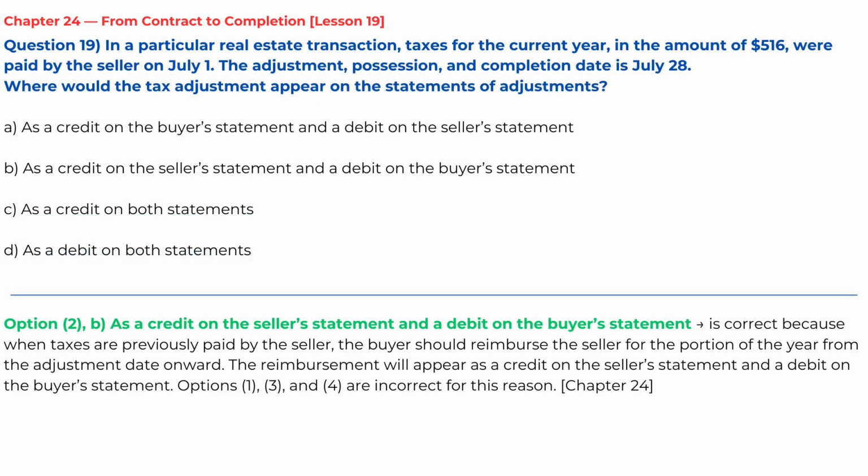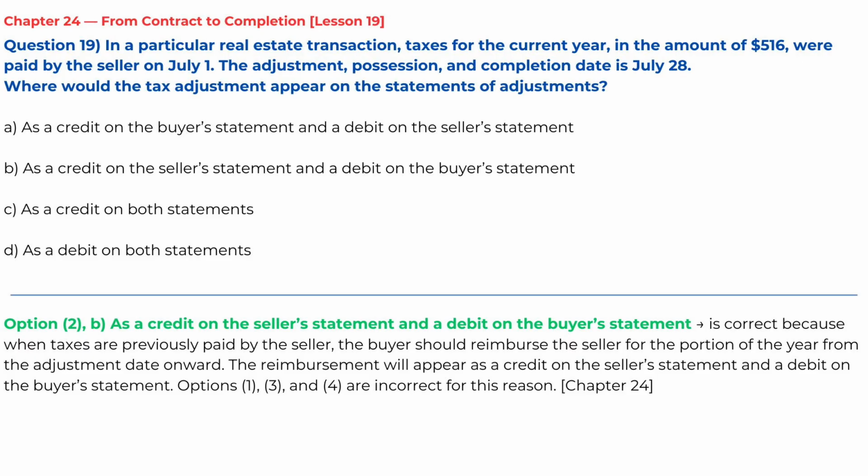Question 19. In a particular real estate transaction, taxes for the current year, in the amount of $516, were paid by the seller on July 1st. The adjustment, possession, and completion date is July 28th. Where would the tax adjustment appear on the statements of adjustments?